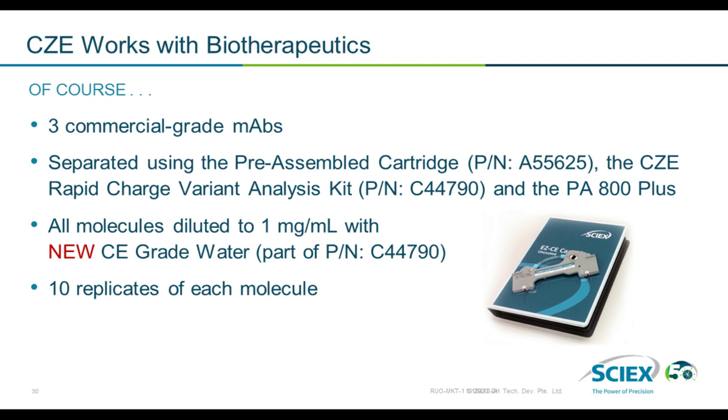Now, CZE can work with a wide range of molecules, as I mentioned. So we're going to show you 3 commercially available monoclonal antibodies, all from different companies. All of them were separated using the pre-assembled cartridge and the CZE Rapid Charge Variant Analysis Kit on the P800 Plus. And the only preparation that was involved was a dilution of the molecules to 1 mg per mL in CE-grade water.